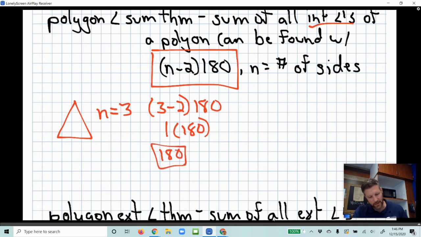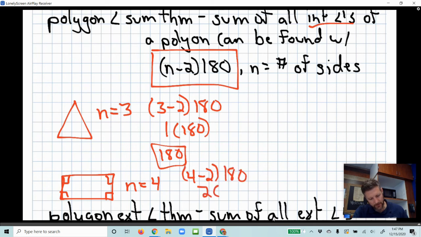If we did something like a rectangle, now, a rectangle has all 90-degree angles. So we know 90 plus 90 plus 90 plus 90 is 360. But let's check it with the formula in this case. So n equals 4, because I have 4 sides. So it would simply be 4 minus 2 times 180, or 2 times 180, which is going to equal 360.